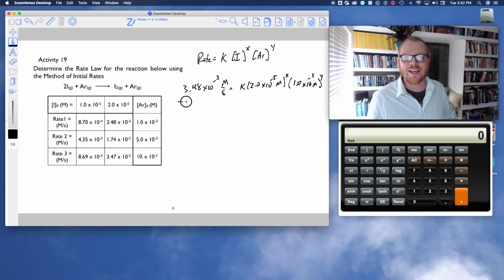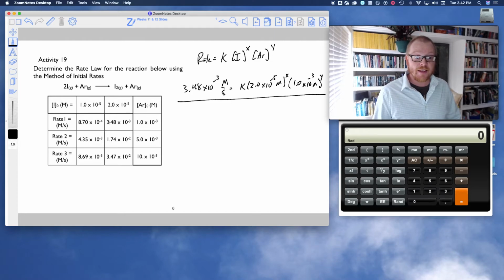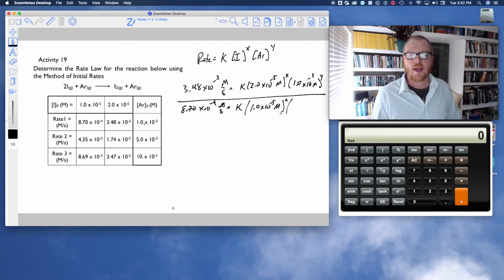And now what I'm going to do is divide this whole equation by another set of data, okay? And the set of data that I'm going to pick is I'm going to hold one of these constant. So let's hold the argon constant. And when I hold the argon constant, I have to vary the iodine. So that gives me this experiment right here. Okay. So now that's 8.70 times 10 to the minus 4 molarity per second. And that equals k. And now my iodine is 1.0 times 10 to the minus 5th molar. Okay. And now my argon remained the same, 1.0 times 10 to the minus 3rd molar to the y.